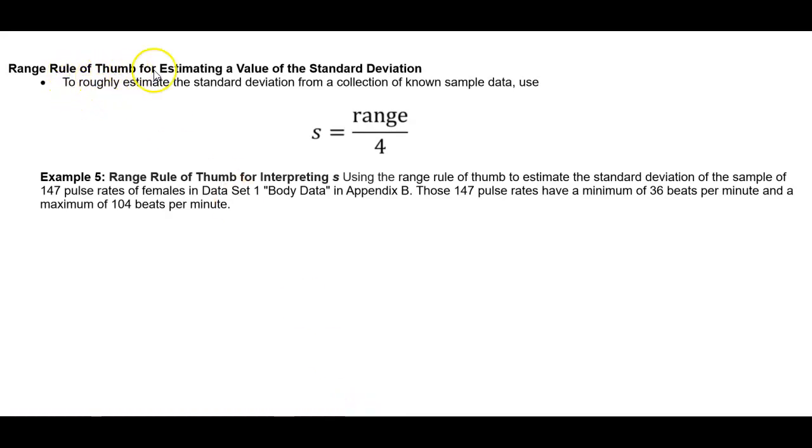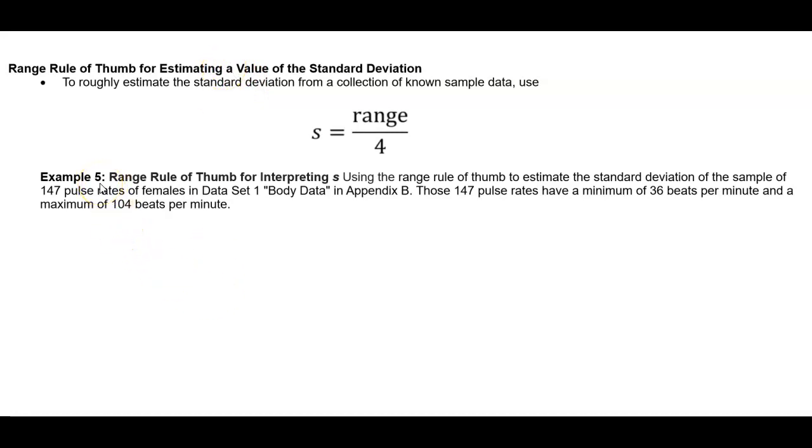Now, the range rule of thumb for estimating a value of the standard deviation. To roughly estimate the standard deviation from a collection of known sample data, we're going to use the following: S is equal to the range divided by 4. Now again, this is when you're estimating a value of the standard deviation, so it's important to understand the instructions.